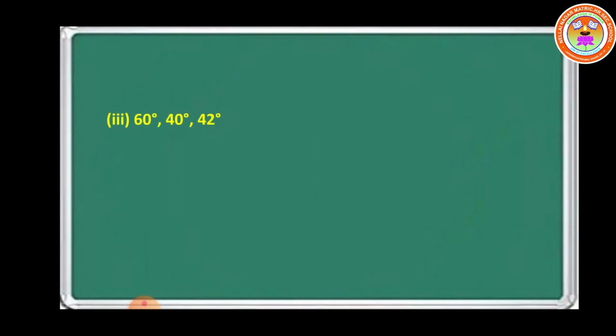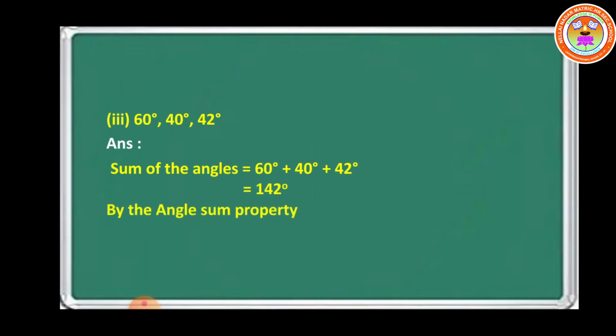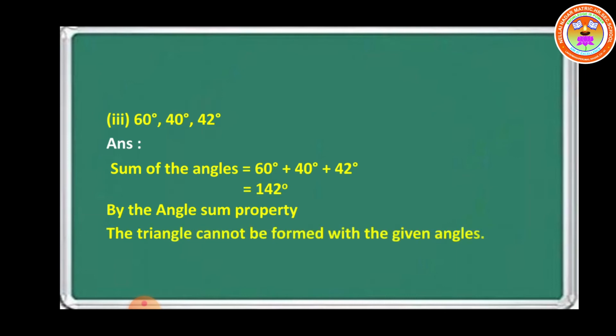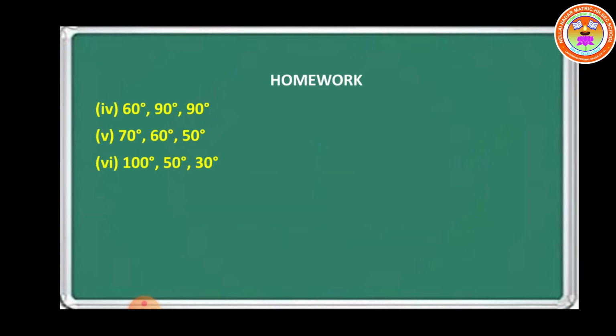Next one, the third subdivision you see, given angles are 60 degree, 40 degree and 42 degree. First of all, we will find sum of the angles equal to 60 degree plus 40 degree plus 42 degree which is equal to 142 degree, not 180 degree. Therefore, by the angle sum property, we can say the triangle cannot be formed with the given angles. Remaining subdivision you have to do as homework. The same procedure only. Okay.